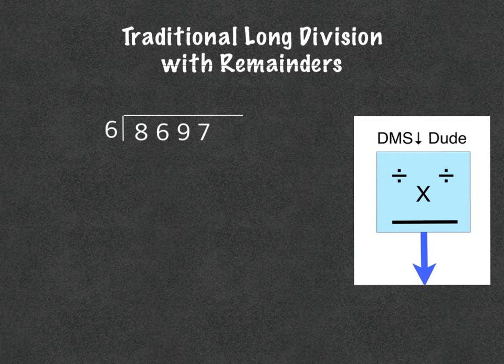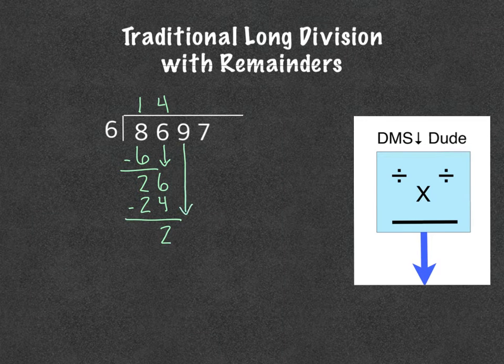So 6, can 6 go into 8? Yes, it goes in one time. 1 times 6 is 6. Subtract and I get 2. Bring down my 6. Can 6 go into 26? Yep, it goes in 4 times. 4 times 6 is 24. Subtract and I get 2. Bring down my 9. Can 6 go into 29? Yep, it can go in 4 times again. 4 times 6 is 24. Subtract and I get 5.